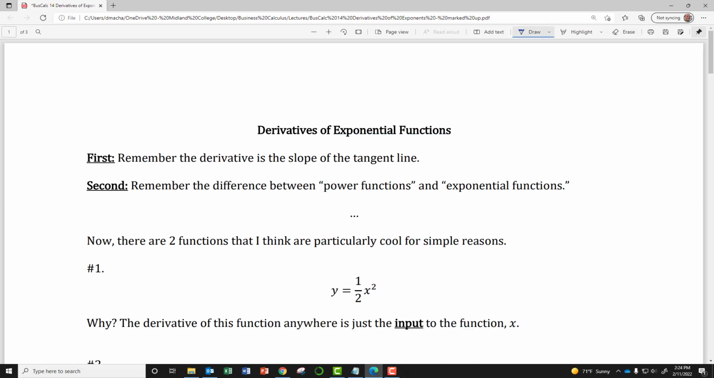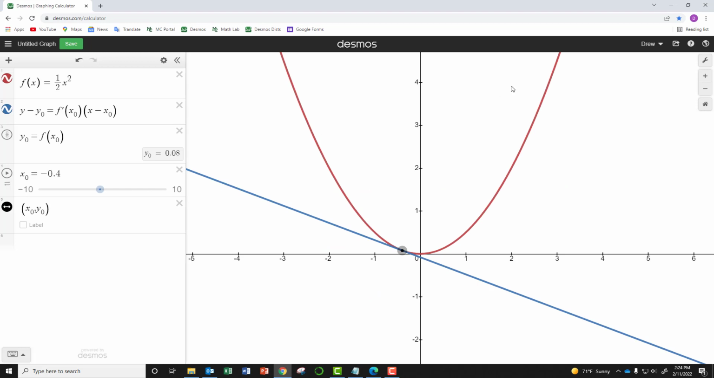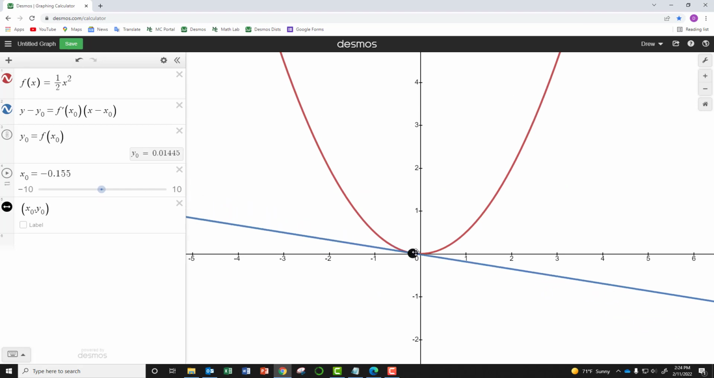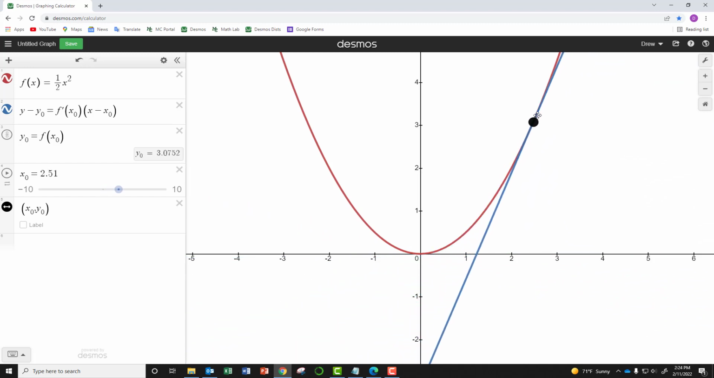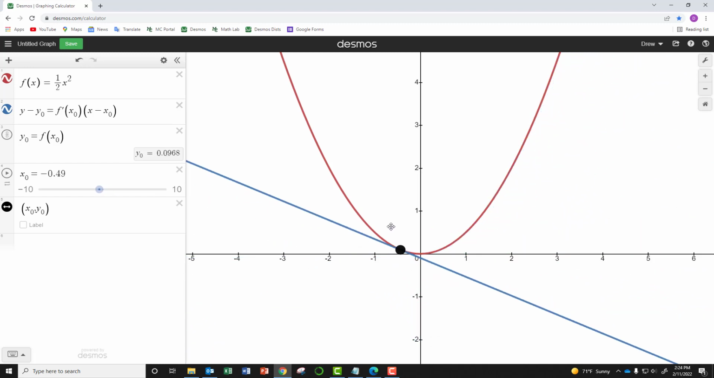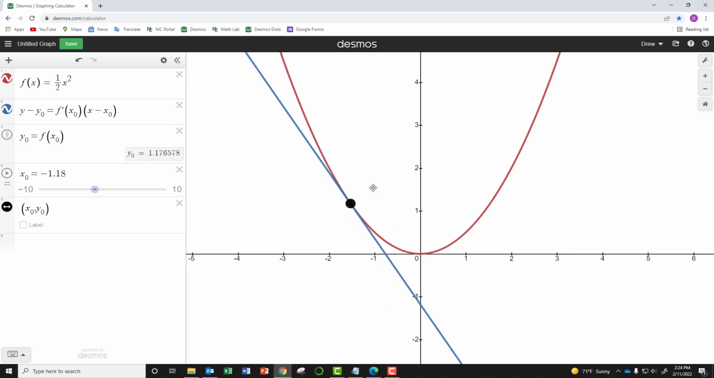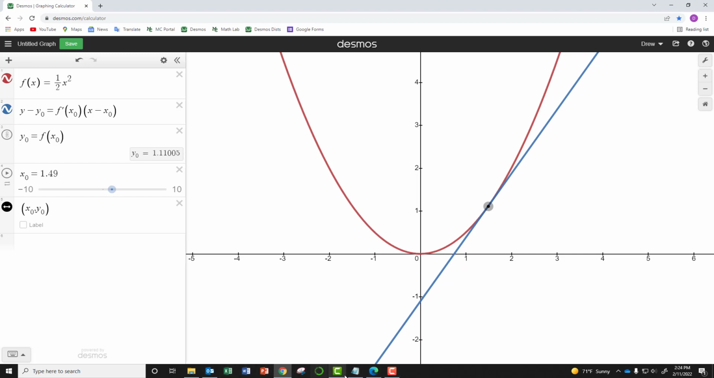So first, I want you to remember the derivative is the slope of the tangent line. And so to give you a picture of what I mean when I say that, let's say this red curve represents my function, and the derivative is going to be the slope of this tangent line at any point, right? So I can specify some value for x, and then the derivative tells me what is the slope of this blue tangent line. Okay?